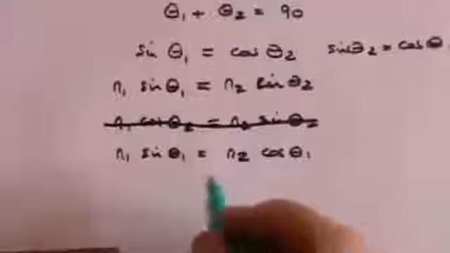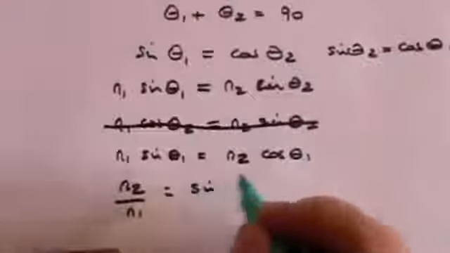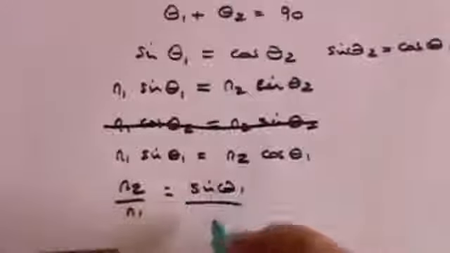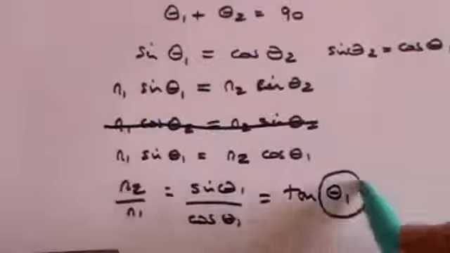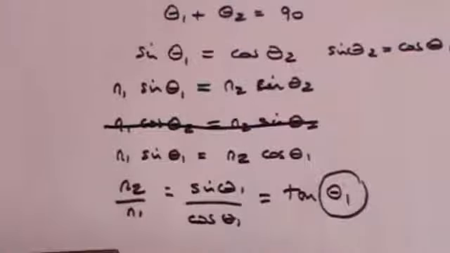And now I can write that n2 over n1 is equal to the sine of theta 1 divided by the cosine of theta 1, and that's going to be equal to the tangent of theta 1, because sine divided by cosine of the same angle is simply the tangent. And just to remind you that all of this only applies when theta 1 plus theta 2 equals 90 degrees. That's the circumstances at which you get reflected polarized light. And that angle, which is the angle of incidence, is known as the Brewster angle.